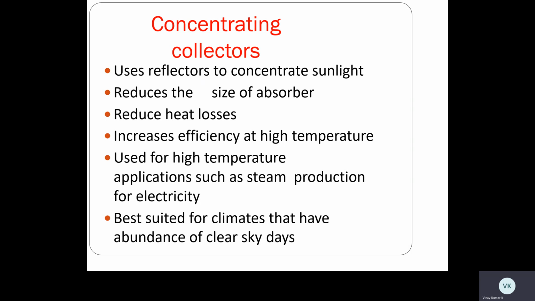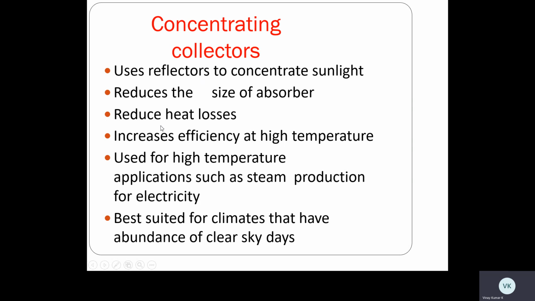The main thing is they reduce the absorber size, and these concentrating collectors can also reduce the heat losses. The main aim in solar collectors is to protect and make use of heat efficiently. The aim of solar collectors is to transfer the heat from solar radiation to our different applications. For that purpose, we have to make use of this heat very efficiently. So in order to reduce the heat losses, we use different concentrating collectors and increase the efficiency at high temperature.